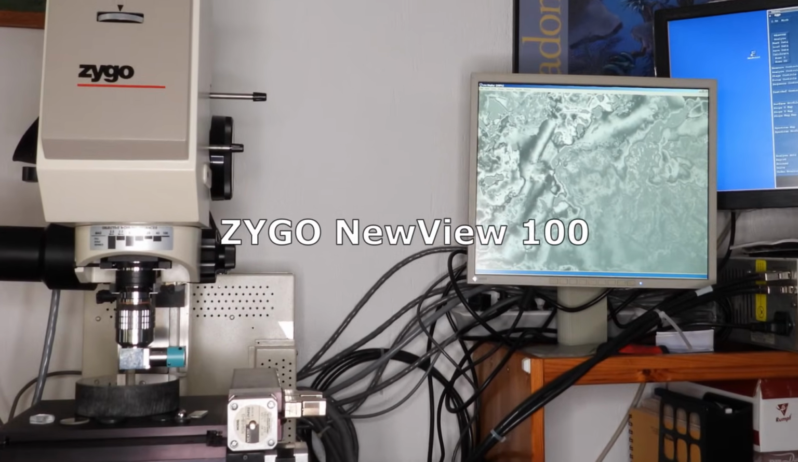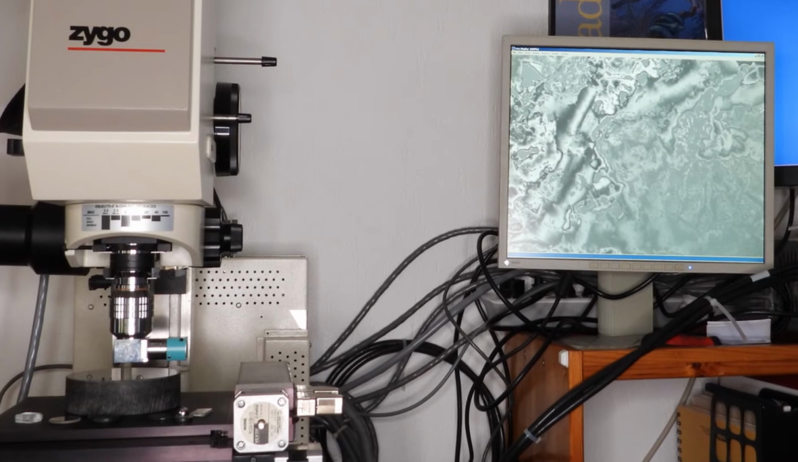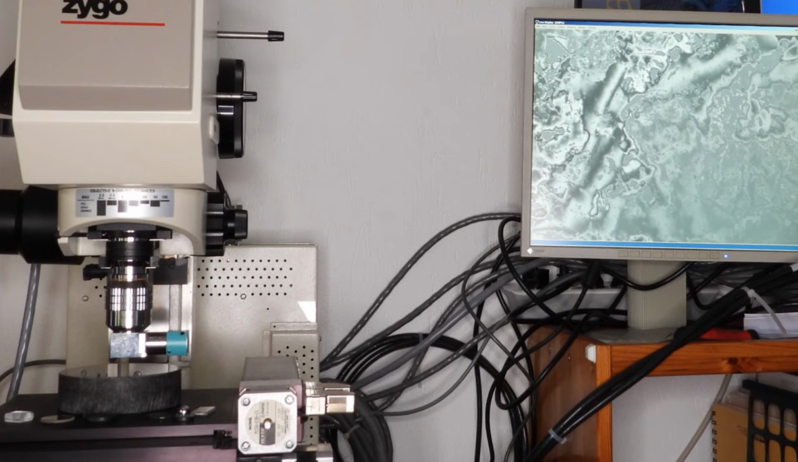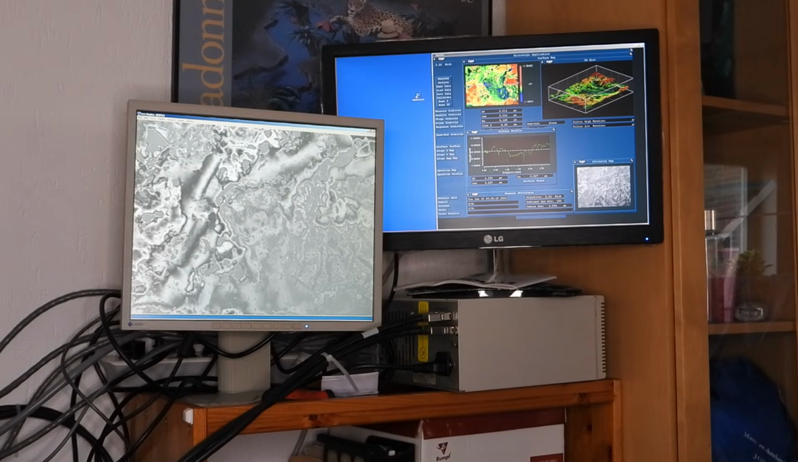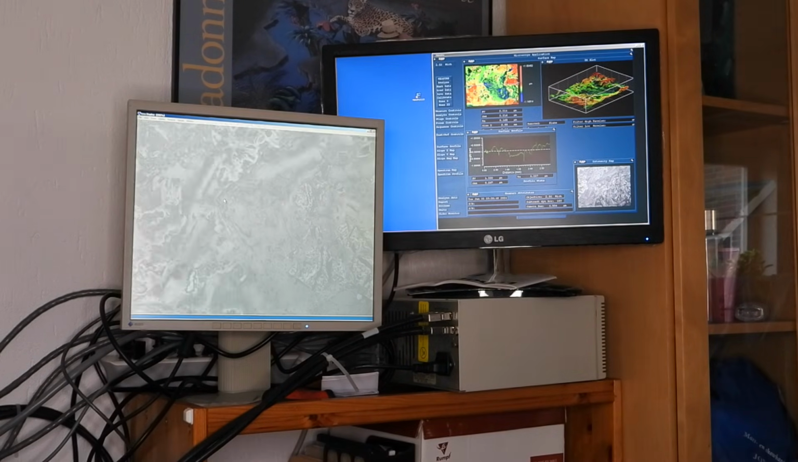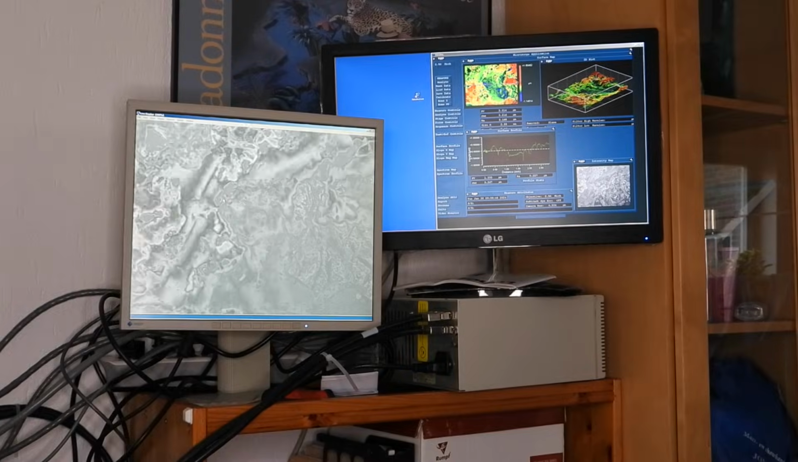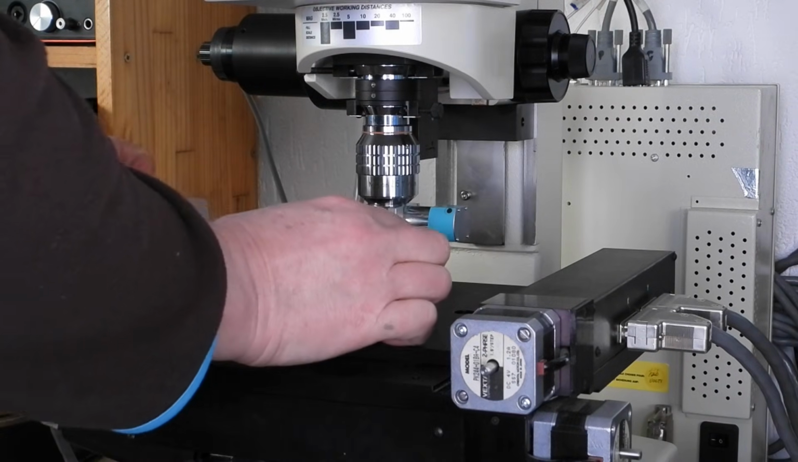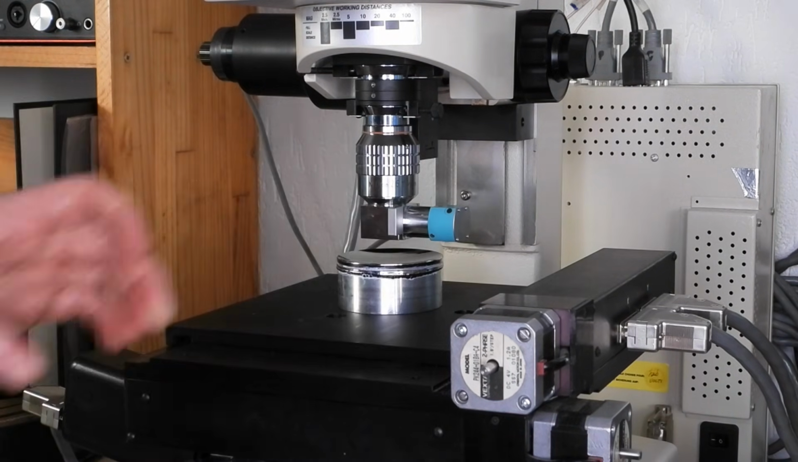Let's now take a look at a commercial coherence scanning microscope. It's a 30 years old Zygo Newview 100. Unfortunately, I cannot tell you a lot about the history of the instrument, but the plan is to use it for photolithography research and educational purposes.